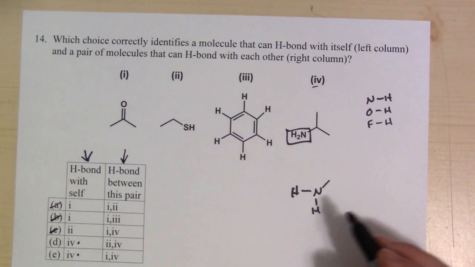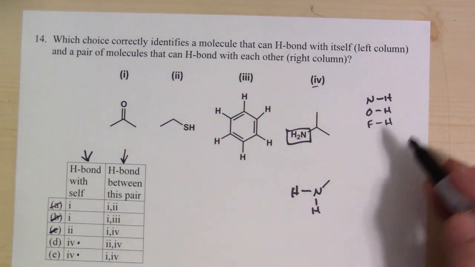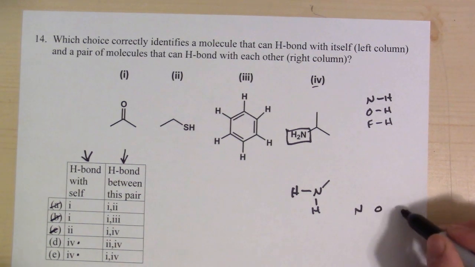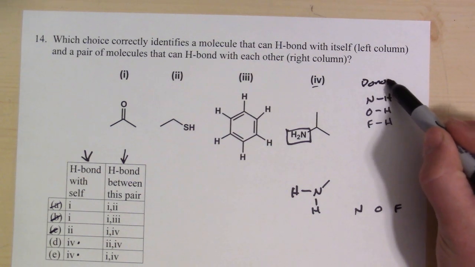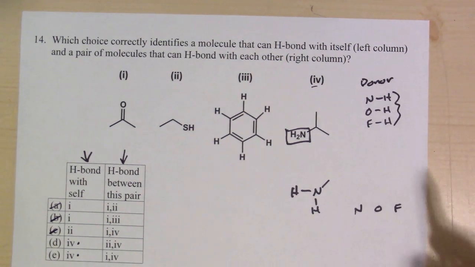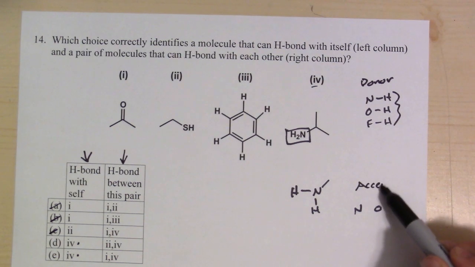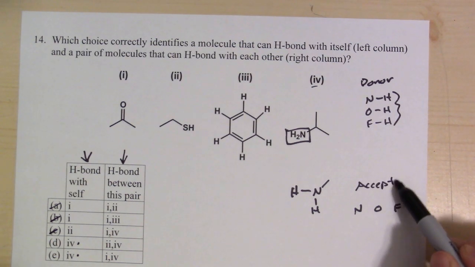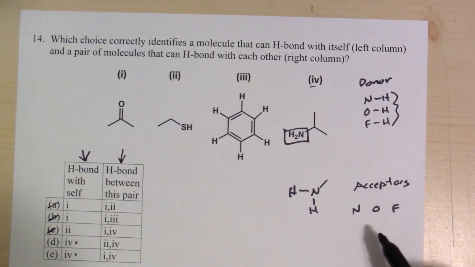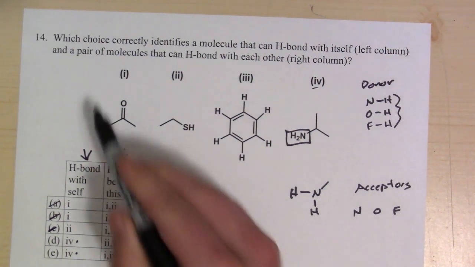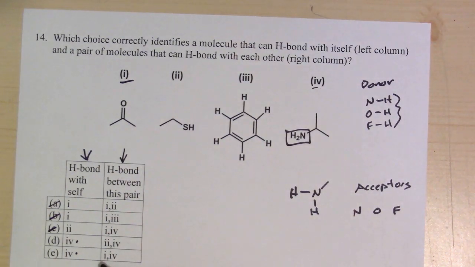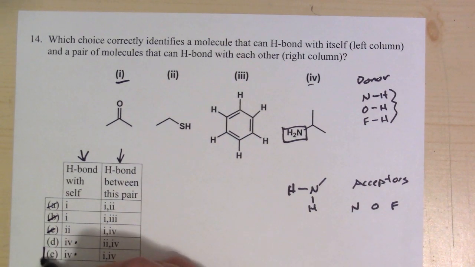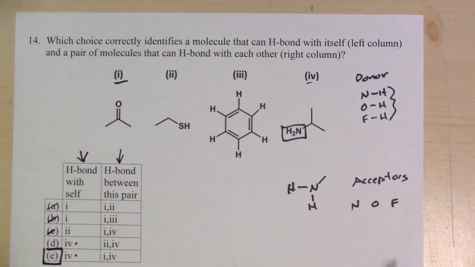So hydrogen bonding can happen when you have either of these 3 atoms. These are the donors. They are donating the hydrogen bond here, and they can also act as acceptors. So there's only one other of these molecules that has a nitrogen, oxygen, or fluorine. That is 1. So 4 and 1 pairing is what we have for answer choice E. That is going to be the answer to 14.